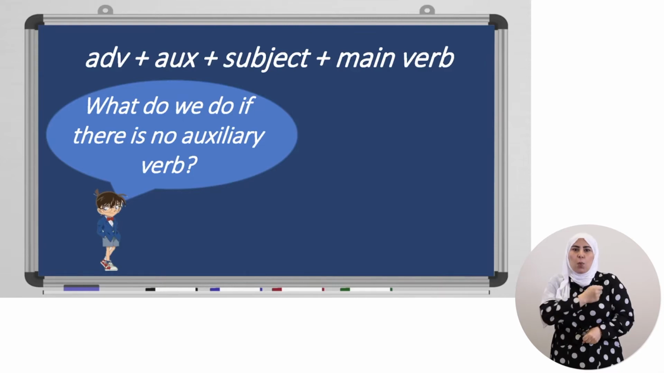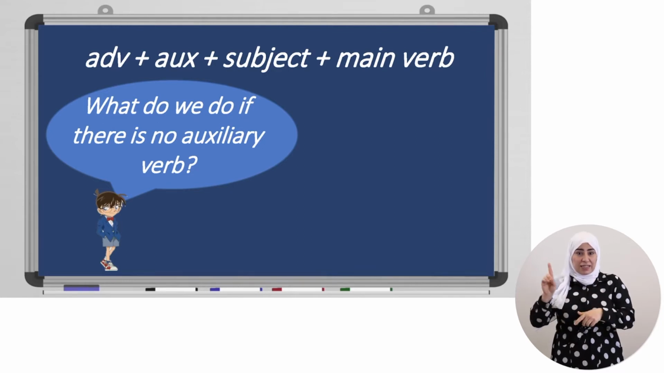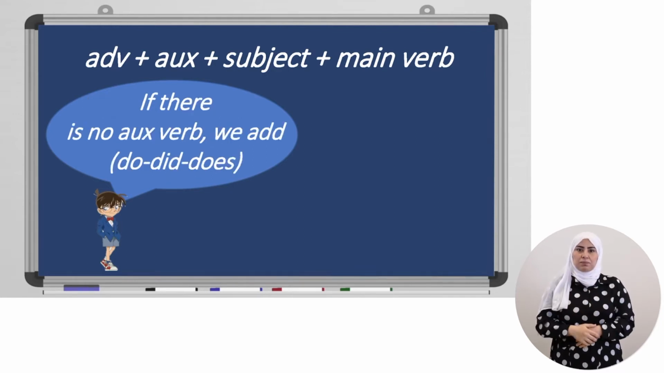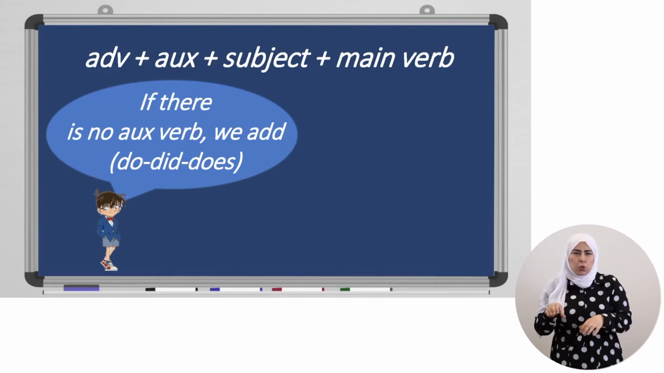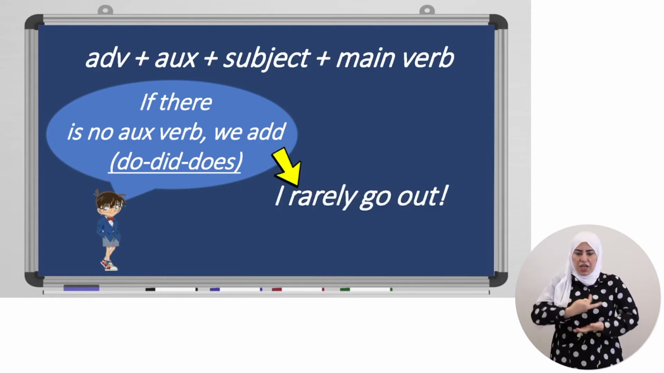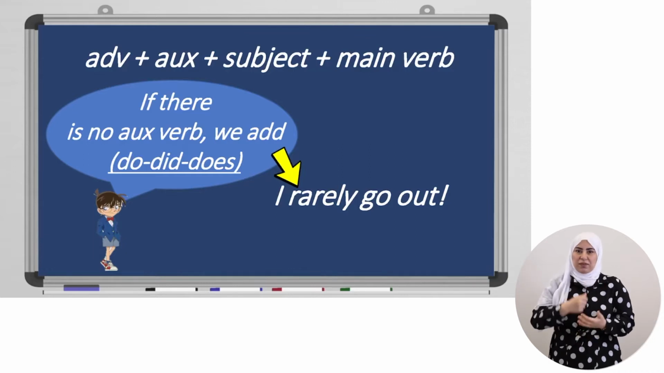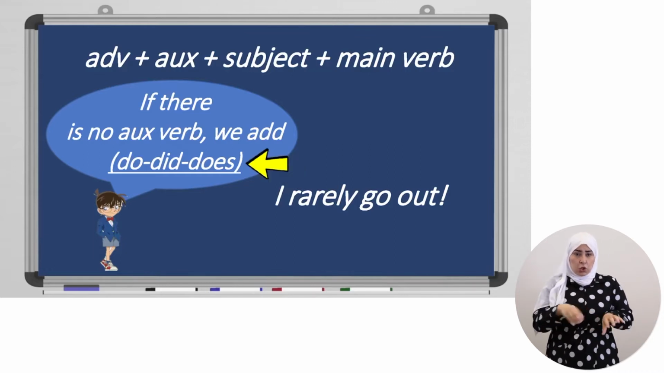If there's no auxiliary verb in the sentence, the equation needs an auxiliary verb. So let me tell you what you do. You simply add one. You add either do, did, or does. And how do you choose it? You choose it based on the verb in the sentence. So let's give you an example. I rarely go out. Is there a helping or auxiliary verb in this sentence? I rarely go out. No, there is not. So you're going to add do, did, or does.